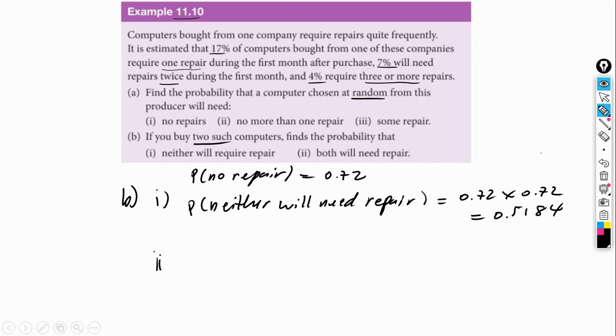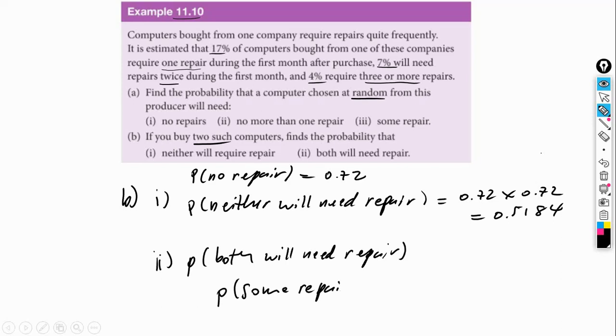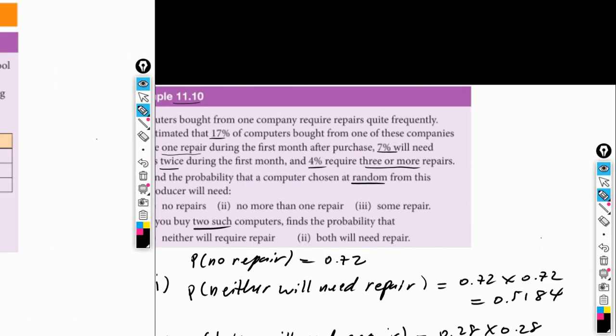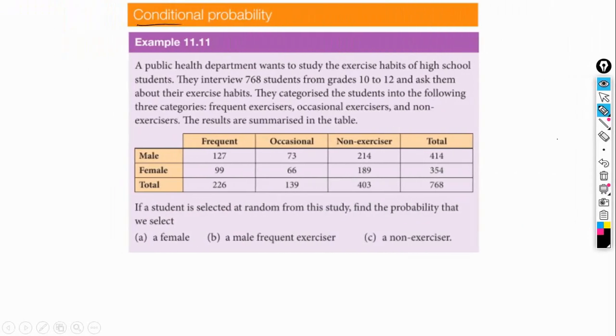Then for part 2, they want us to find the probability that both will need repair. And this involves the probability of some repair, which we said before was 0.28. So that means that the probability of both of them requiring some repair would be 0.28 times 0.28, which is going to give us 0.0784. So now we're going to focus on conditional probability.